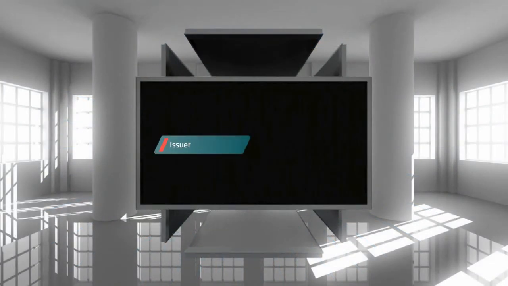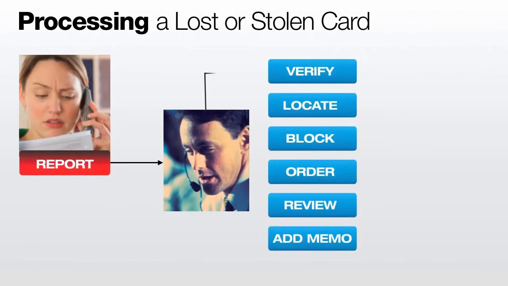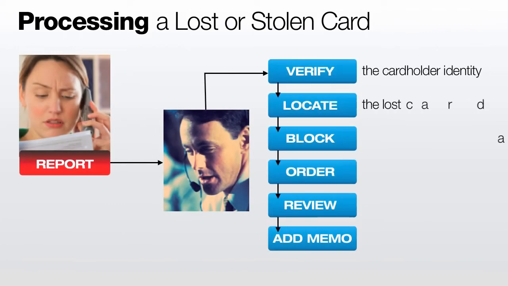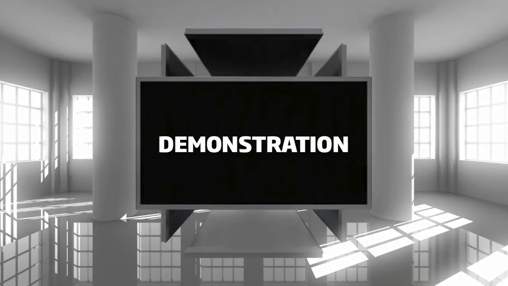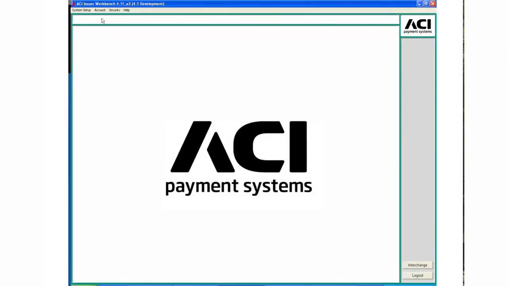Our next demonstrations focus on customer service activities. Let's look at how ACI Issuer allows banks to provide excellent customer service. Replacing a lost or stolen card is a vital service for cardholders. The demonstration video will show how ACI Issuer supports the process through several key stages to ensure a successful conclusion for both the customer and the bank. We will now see how this call is managed.